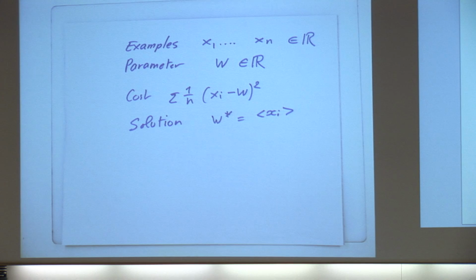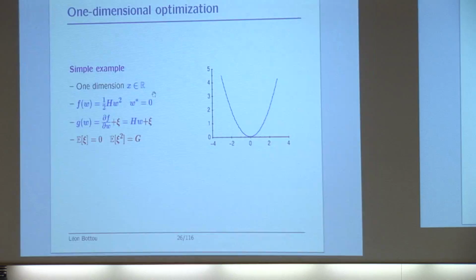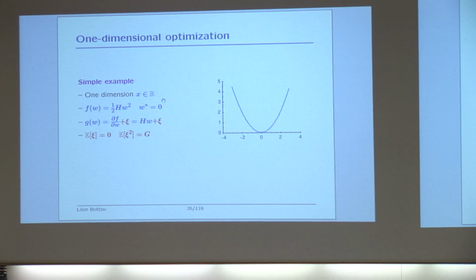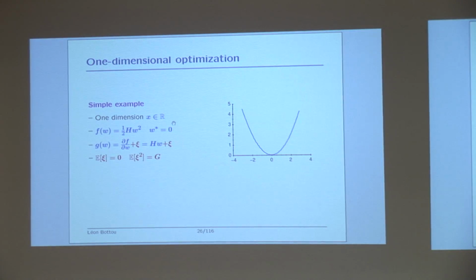Also you'll see that already it is not that easy. So this is my parabola. And for simplicity, I'm just going to assume that the mean is 0, because that doesn't change anything. So my function is 1/2 h w squared. H is a capital, but it's a number, with optimum in 0.